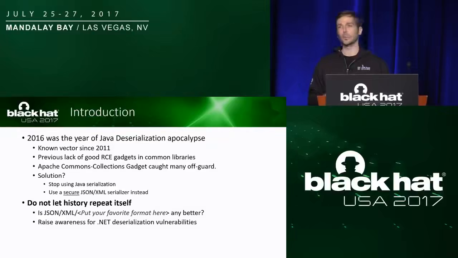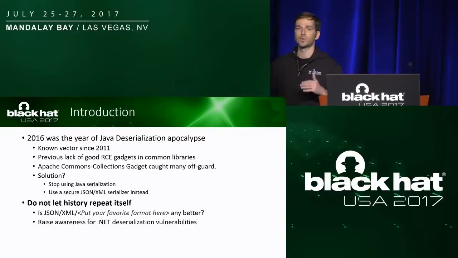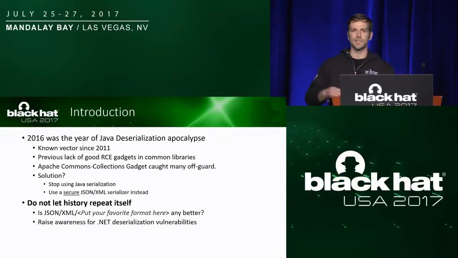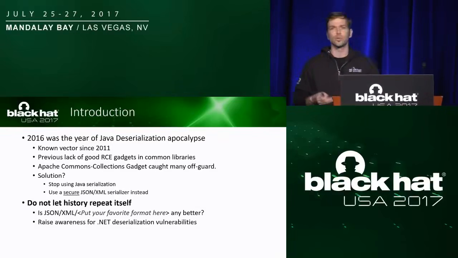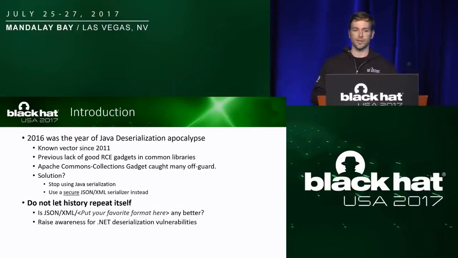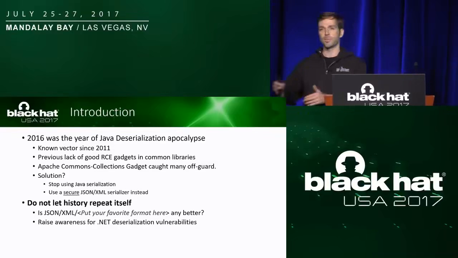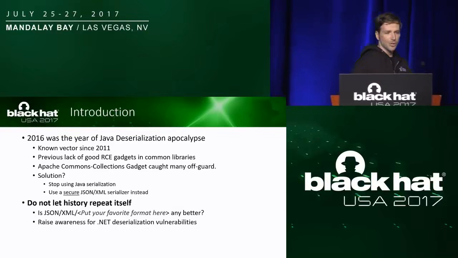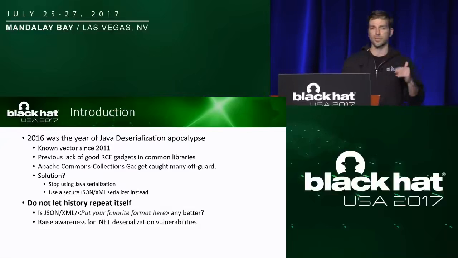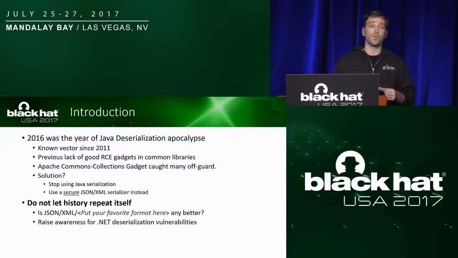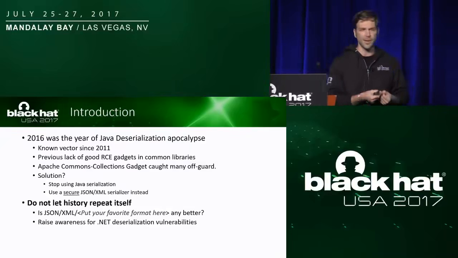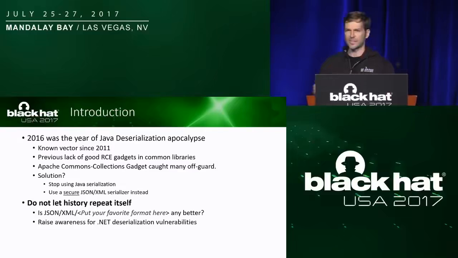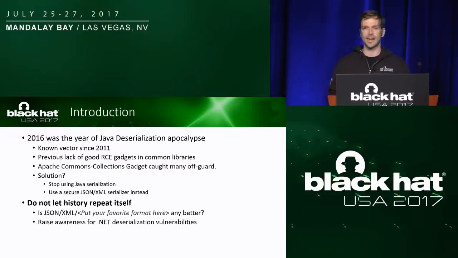And developers were like, well, yeah, I would like to do so, but I need to store my objects into this database, or I need to send these objects across the wire, so I need to use something. And then the security experts were like, okay, then use something like a secure JSON or XML library instead. So our goal with this talk is twofold. First of all, we want to verify if those JSON libraries are any better than the Java deserializer, like the object input stream, and also raise awareness around the .NET deserialization vulnerabilities.